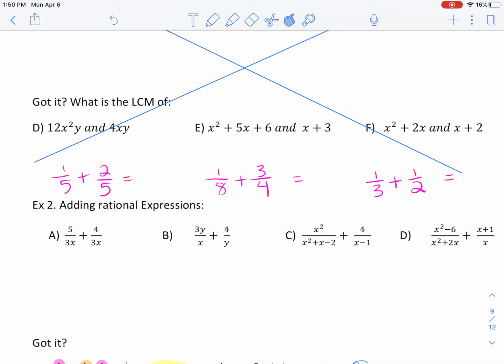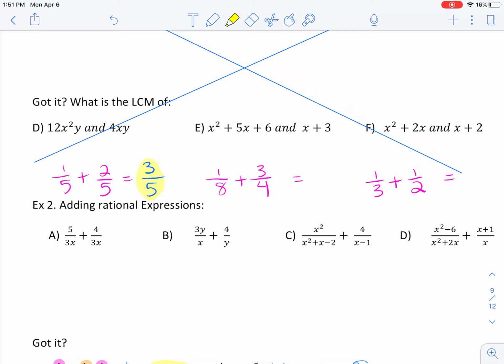The first one is 1/5 plus 2/5. Notice that 1/5 and 2/5 both have the same denominator. They have a common denominator already. So we're going to keep that denominator of 5, and we simply add the numerators. So 1 plus 2 is 3. Since 3/5 is already simplified, that would be our answer. So that's if both fractions have a common denominator.